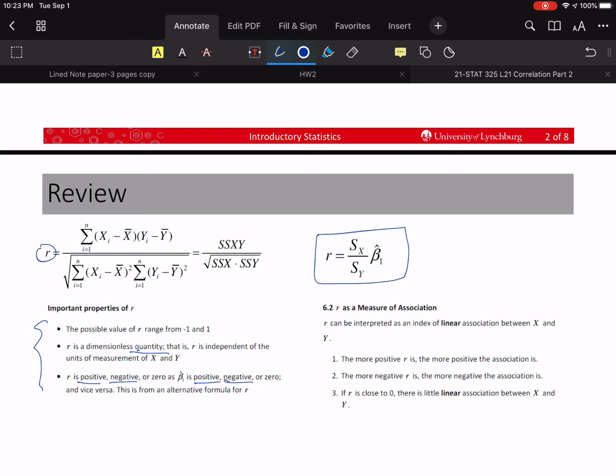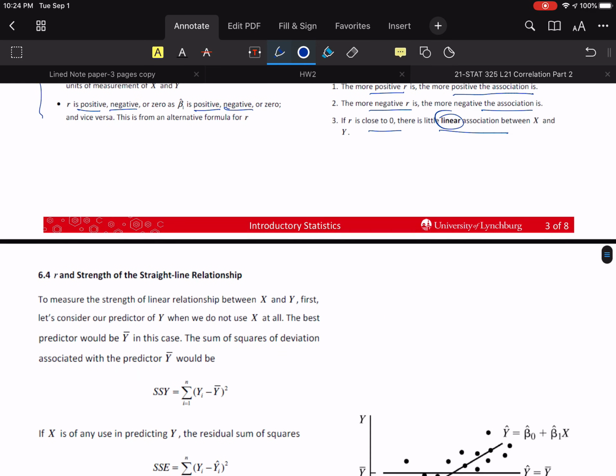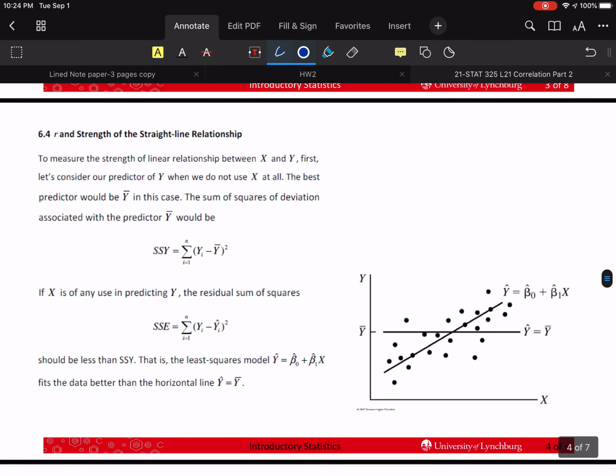We can see that pretty easily looking at this formula, right? Because these two quantities are always positive. They're standard deviations. And we talked about the fact that R can be interpreted as an index of linear association. The more positive R is, the more positive the association. The more negative, the more negative the association. Closer to 0, there's little linear association. Now, let's talk about R and the strength of the straight line relationship.